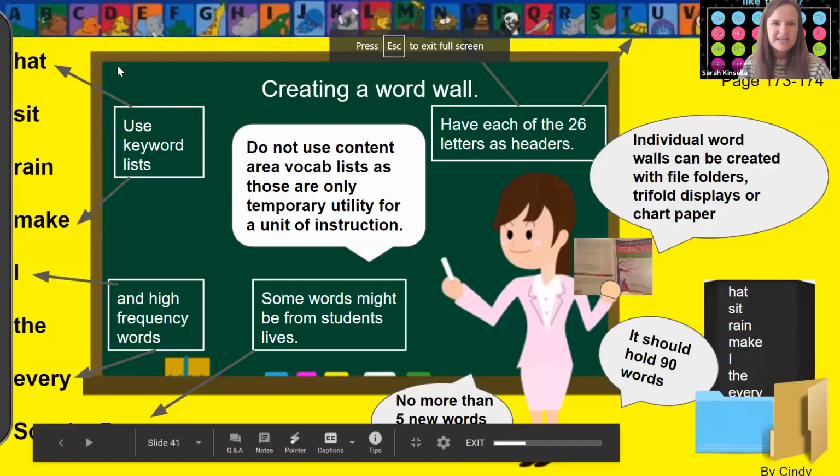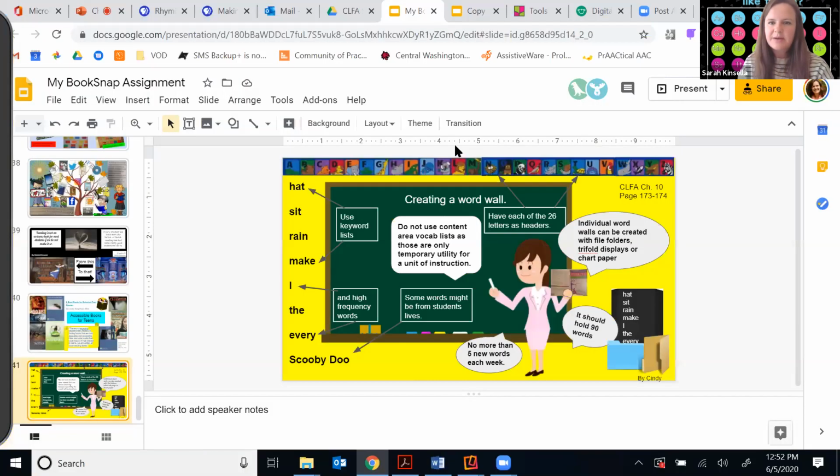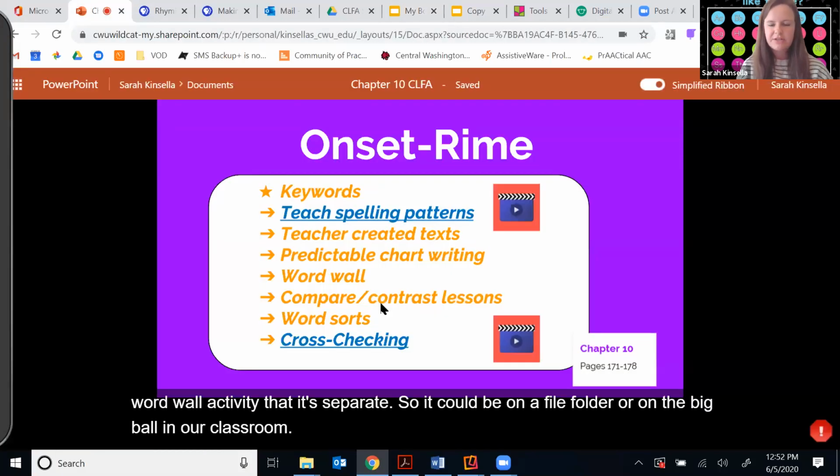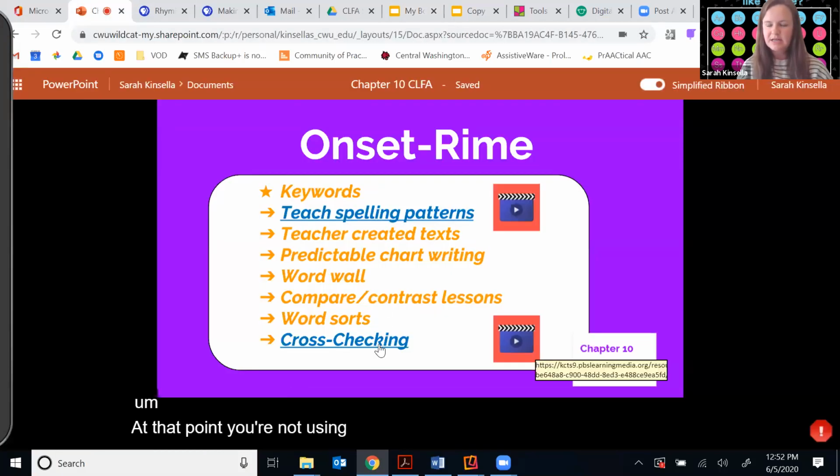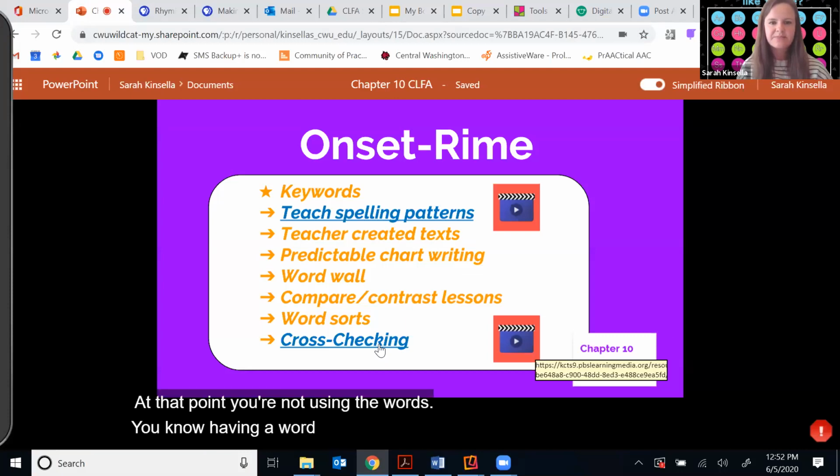And one of the things that they talk about in the book is having each letter as a header and then adding the words to it. They talk about, I think it's in this section, for kids who have AAC devices, for the word wall activity, that it's separate. So it could be on a file folder or on the big wall in your classroom. But at that point, you're not having a word wall like in their device.